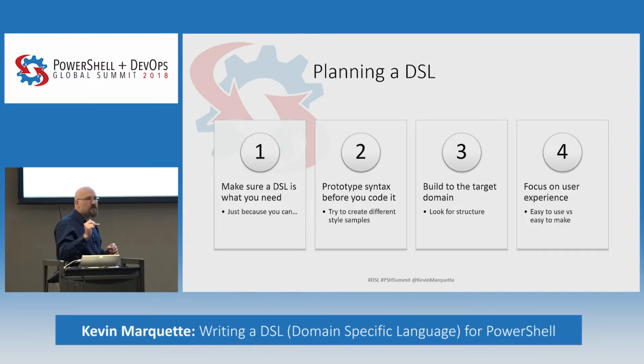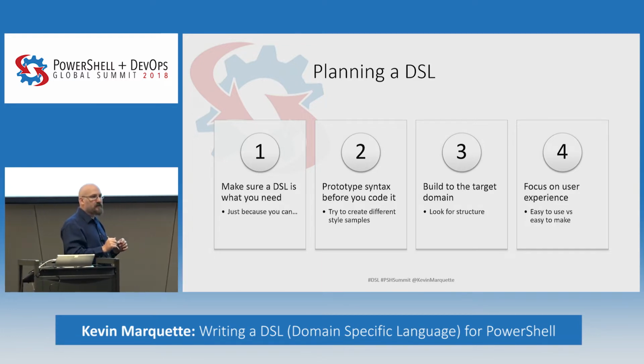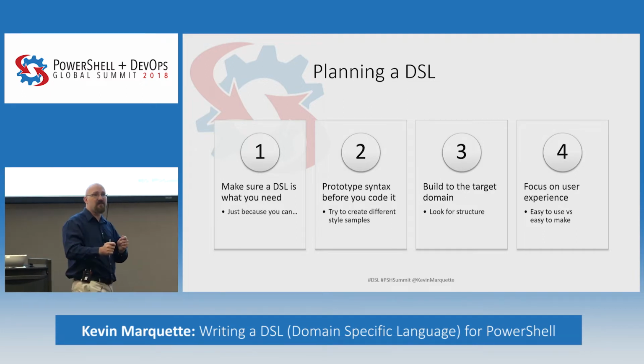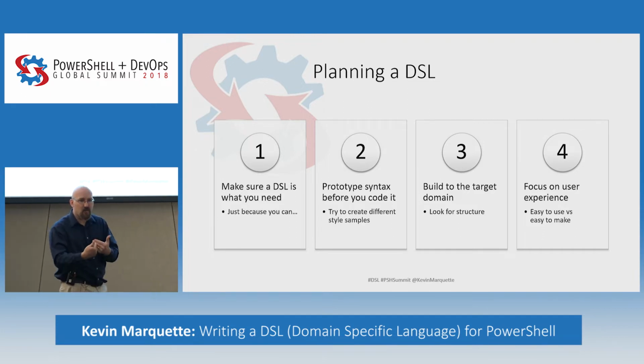Prototype the syntax before you code it. This is probably the most valuable tip that I've learned when writing and working with DSLs: write the code as if you're using it. Pretend like everything exists and get a feel for your interaction with it. And do a couple of different versions until you see the syntax that you think you can implement and that fits really well with the flow you want.